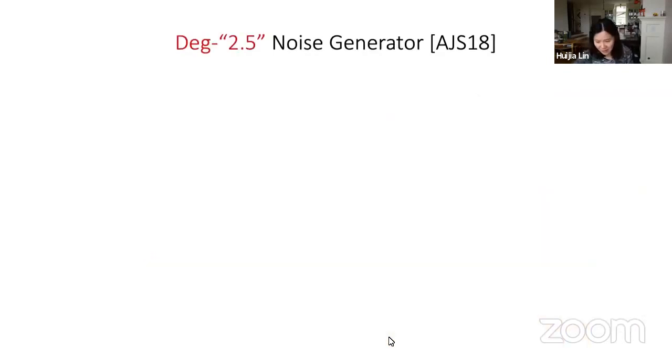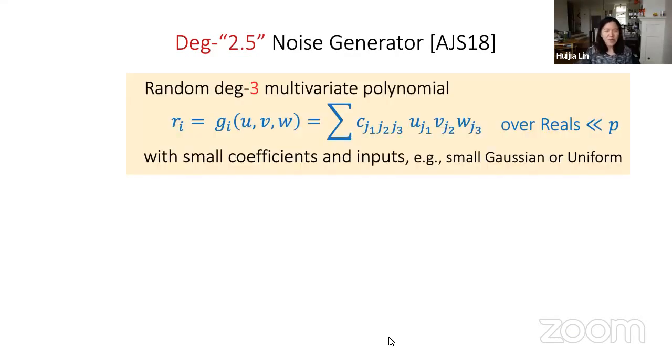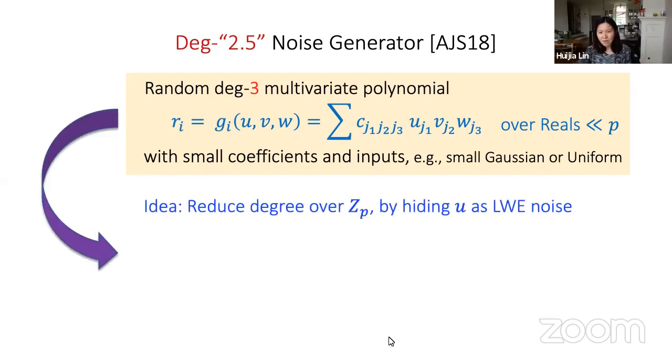What is degree 2.5? I'm not inventing new math, but let me explain. We start with a degree 3 multivariate polynomial, and now we want to somehow compress down its degree over Z_p. How? By hiding one of those input vectors U as LWE noise. Hiding it as LWE noise means that we're creating LWE samples of the form A S' plus U, where U is exactly used as LWE noise.